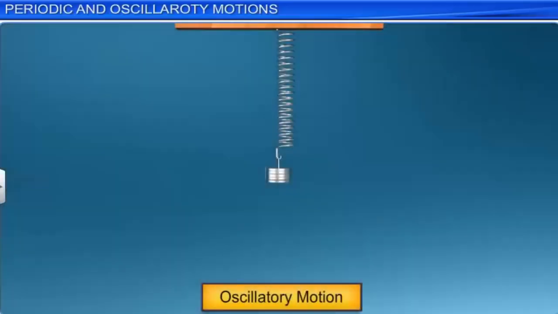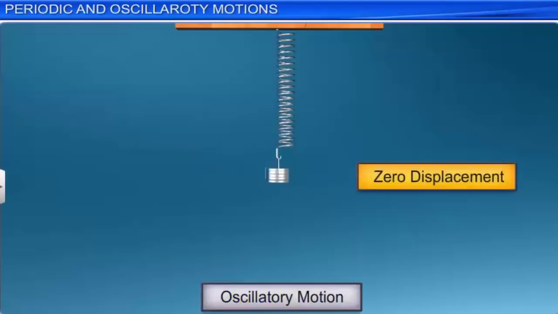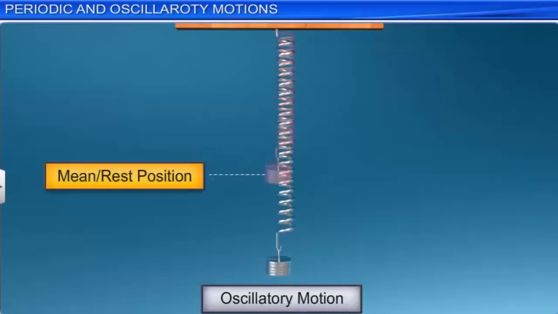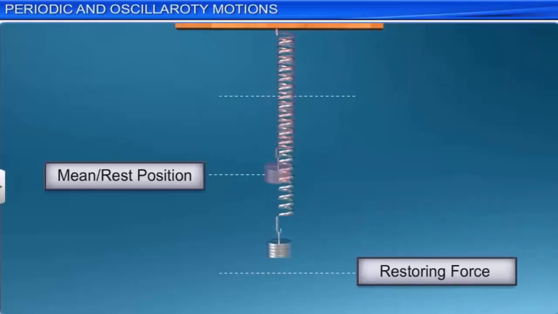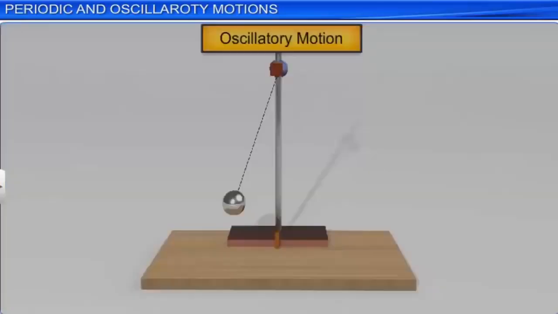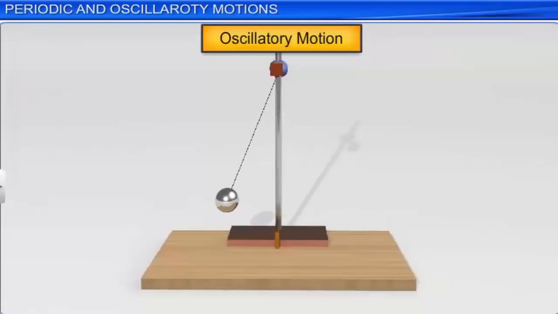In the oscillatory motion of a body, there is a force that always directs the body towards the position which is the position of zero displacement. This position is referred to as the mean or rest position. This force is the restoring force. For example, in the spring shown here, which is fixed to a rigid support, the mass attached to the spring oscillates about the mean position. The motion of the bob of a simple pendulum is another example of oscillatory motion.